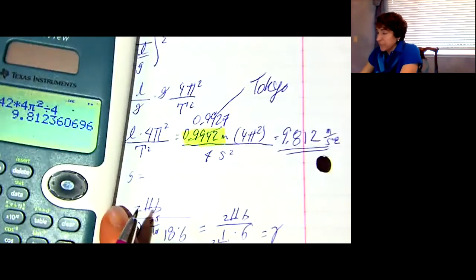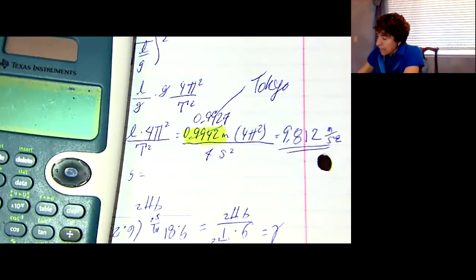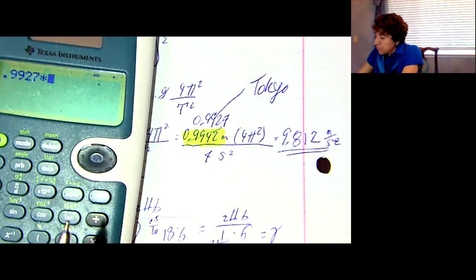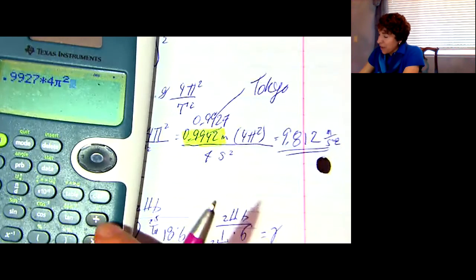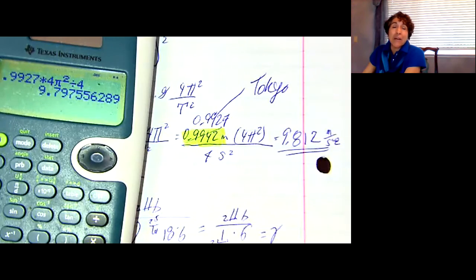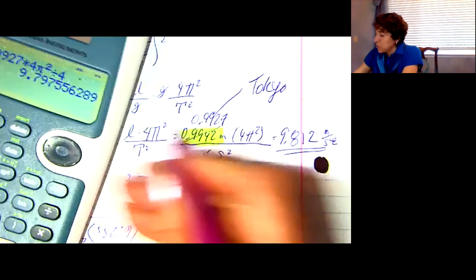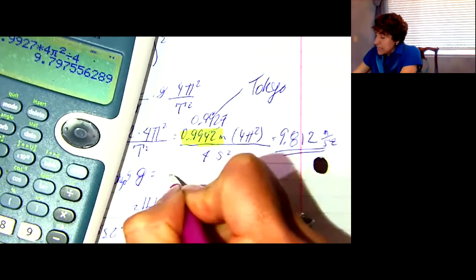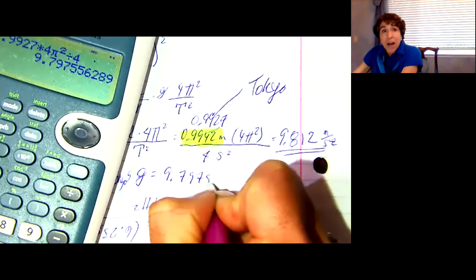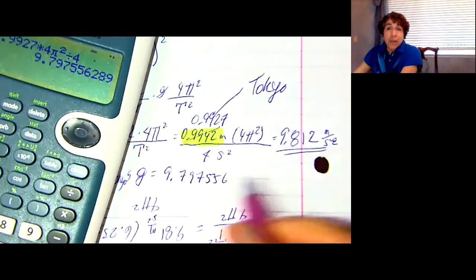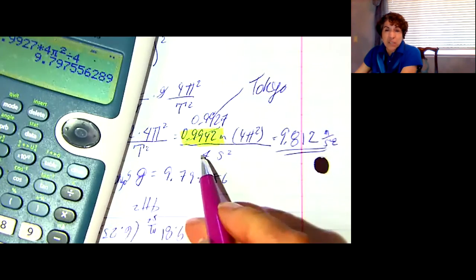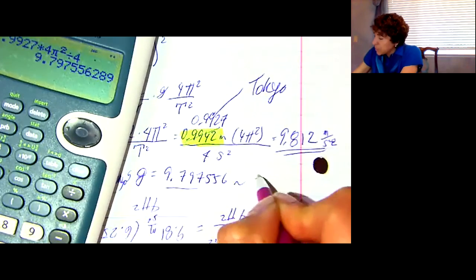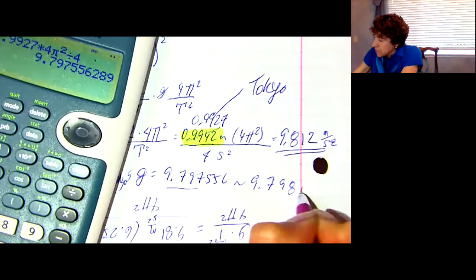Let's use our calculator now. I have 0.9927 times 4 pi squared divided by the period squared, which was 4, and now I get 9.7975. So for Tokyo, little g is 9.797556. I need four significant figures, so it would be 9.798 meters per second squared.